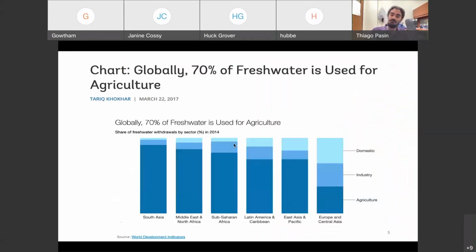So this is not an unfortunate coincidence. As we can see here, globally, 70% of fresh water is used for agriculture. So the biggest agricultural producers in the world are the same ones that use the most water to produce it.